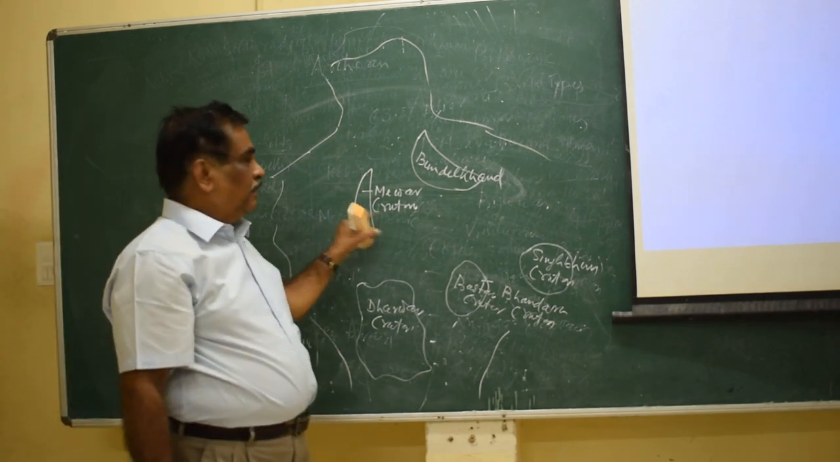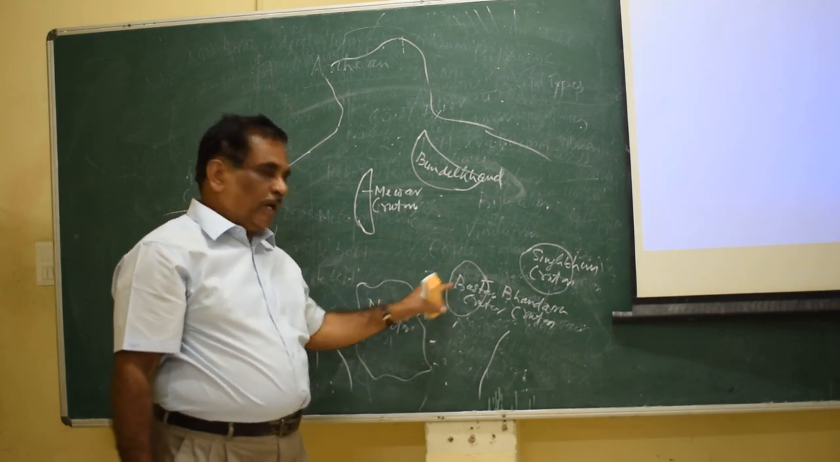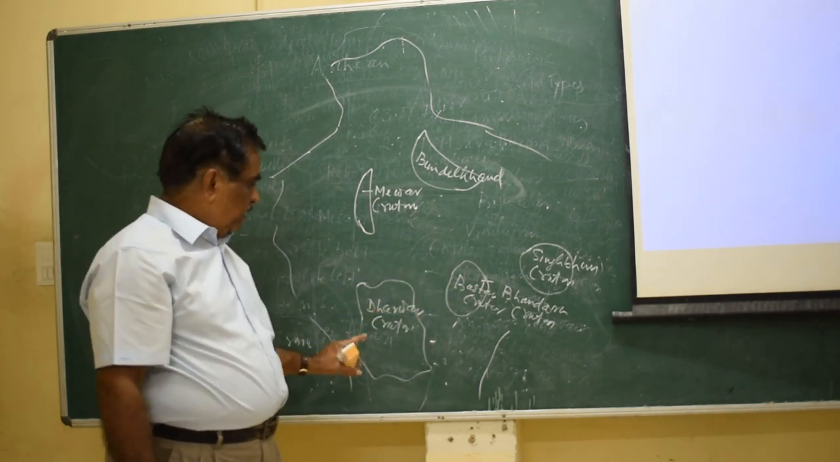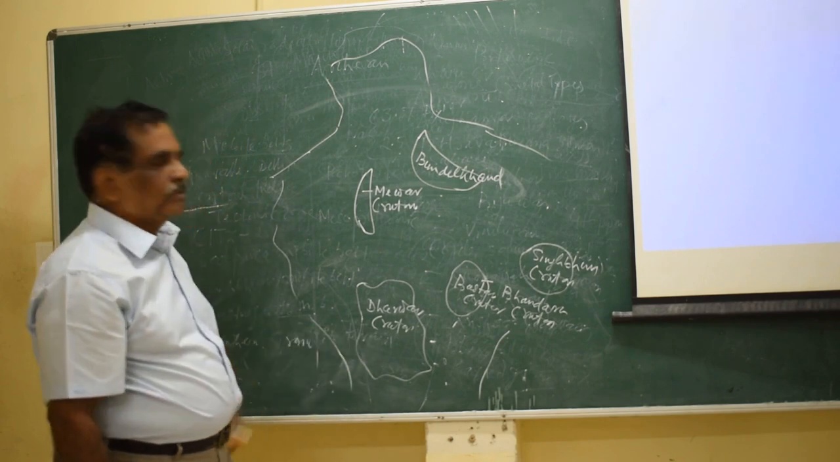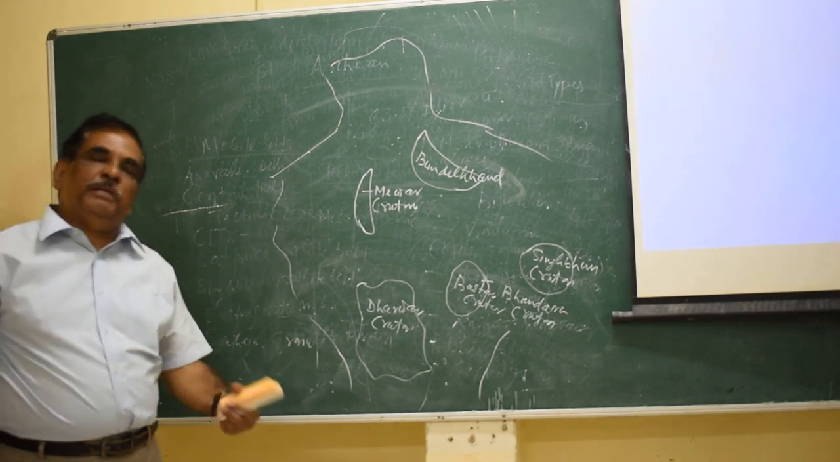So we have this many cratons in India: Bundelkhand, Mewar, Singhum, Bastar or Bhandara. This is the central part of India. This is the Dharwar craton, south. So rocks in these cratons are more than 2.5 billion years old.